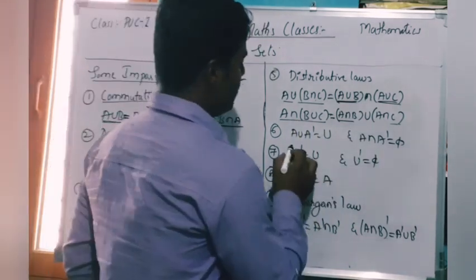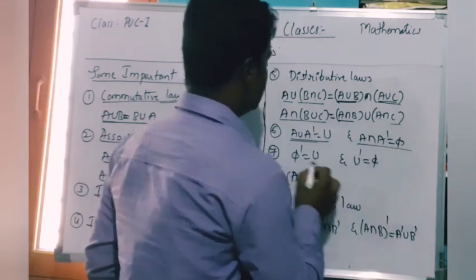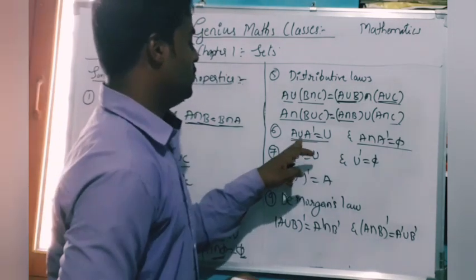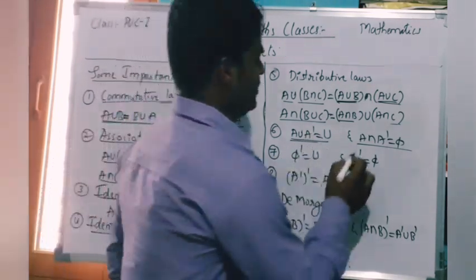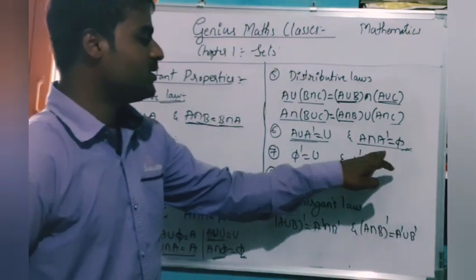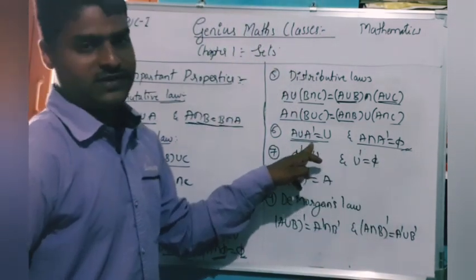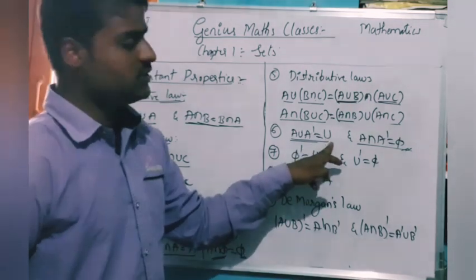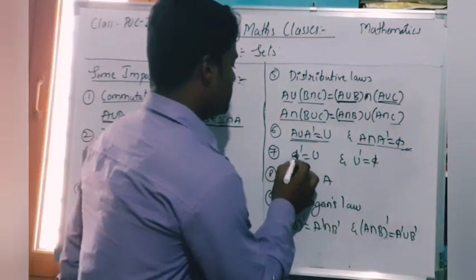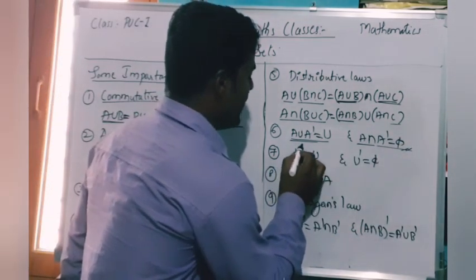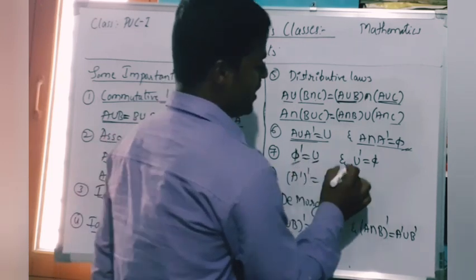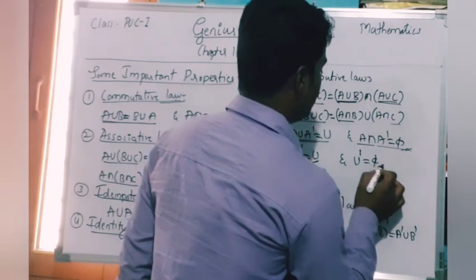And the complementary laws. These are complementary laws. That is A union A dash is equal to U. Obviously A union A dash is always equal to the universal set, and A intersection A dash is always equal to the null set, because there are no common elements, and here A and A dash are different sets. That is why the union gives the universal set, and here A intersection A dash is the empty set. And the universal complement is phi dash. The complement of phi is always the universal set, and the complement of the universal set is always phi.